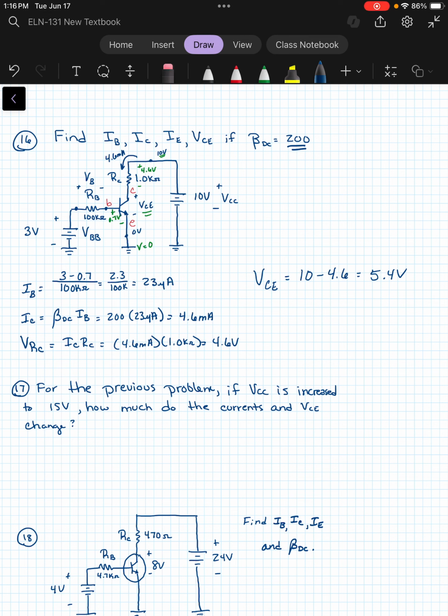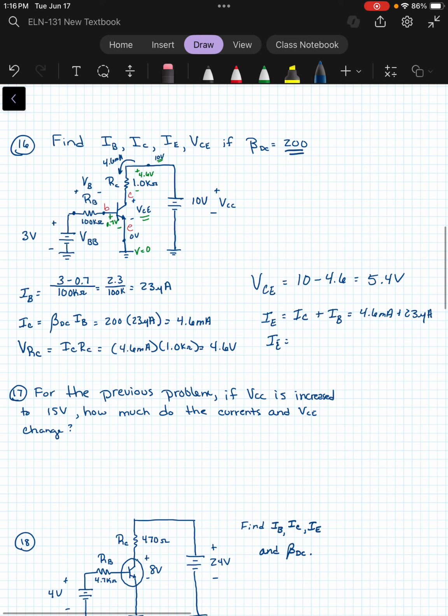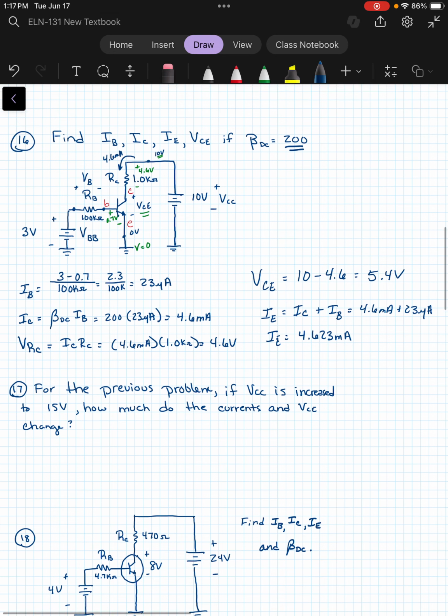Now, we also want to find our IE, but remember, IE is just the collector current plus the base current. So I'm just going to add those two together. So I've got 4.6 milliamps plus 23 microamps. And that's 4.623 milliamps. So just slightly larger than IC. And those are the answers for that one.